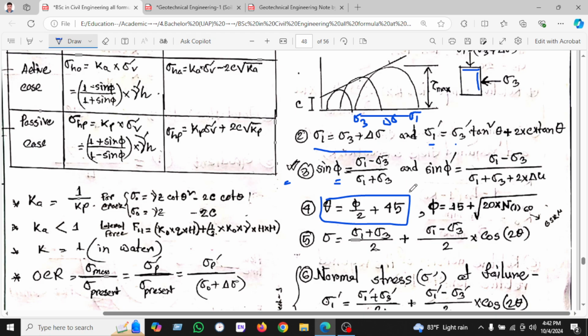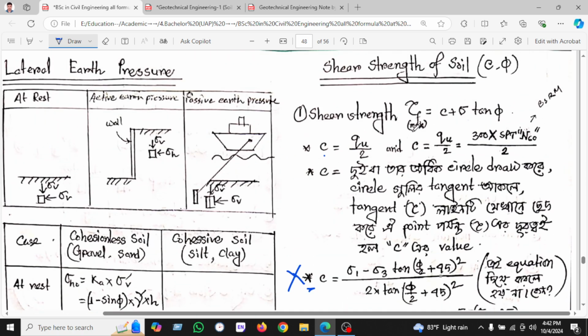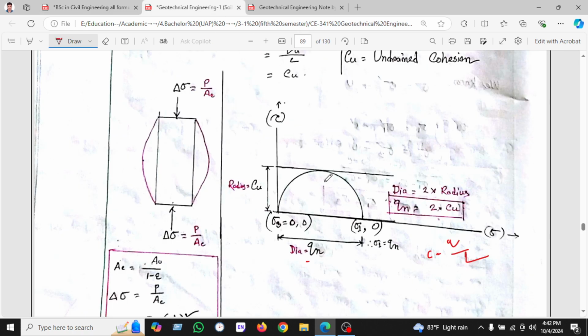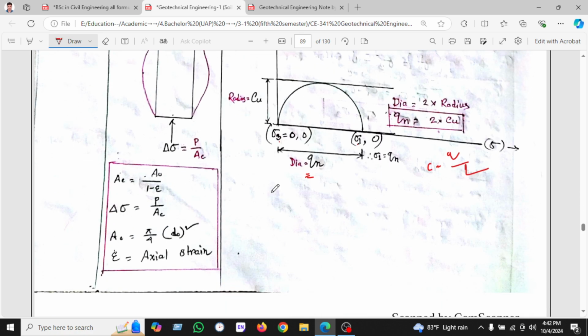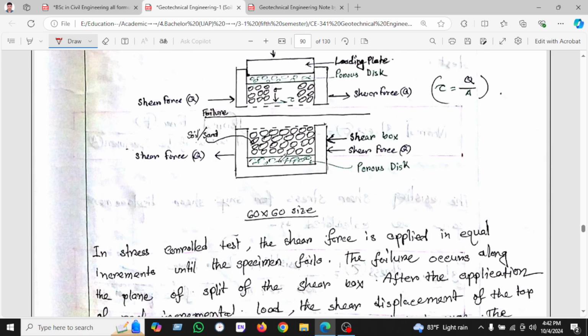So we have written here at first, this is our formula, c equal to q divided by 2. We have found this here, and the diameter is found as sigma 1 minus sigma 3. This is the diameter of q, and q will be double of cu, because this is the radius. The direct shear test we have known here.